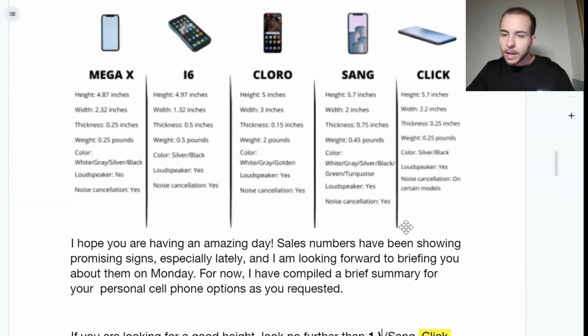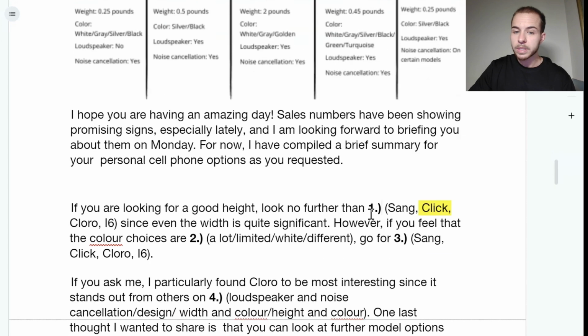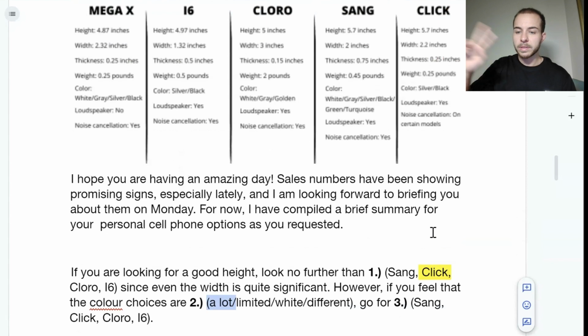Now, where they have some color options here, the Sang has more color options. The Click has only 2. So actually the Sang has the most options. So the Click, remember we're talking about the Click. Question 1 and question 2 would be the same topic. So the Click has a limited number of color choices compared to the Sang. So if you feel that the Click has limited choices, then go for the Sang. It has the most color options.